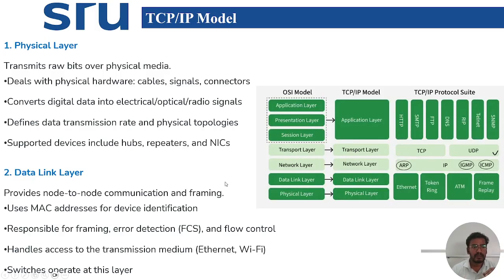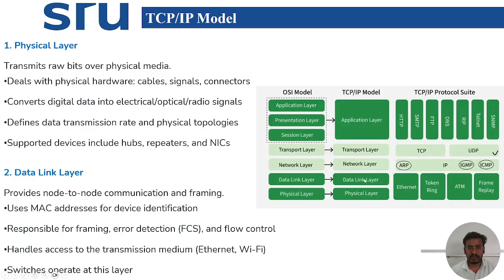In the physical layer, it transmits the raw bits over the physical media, and deals with physical hardware like cables, signals, and connectors. It converts the digital data into electrical, optical, or radio signals from input to output. It defines the data transmission rates and the physical topologies. Then it supports devices including hubs, repeaters, and NICs.